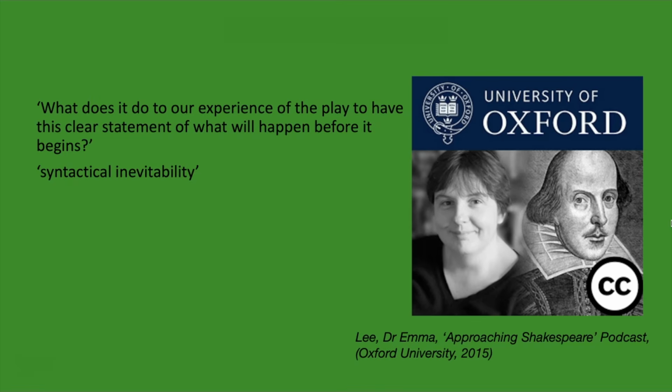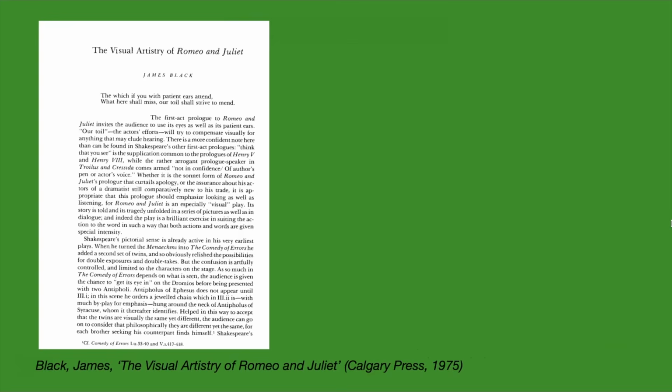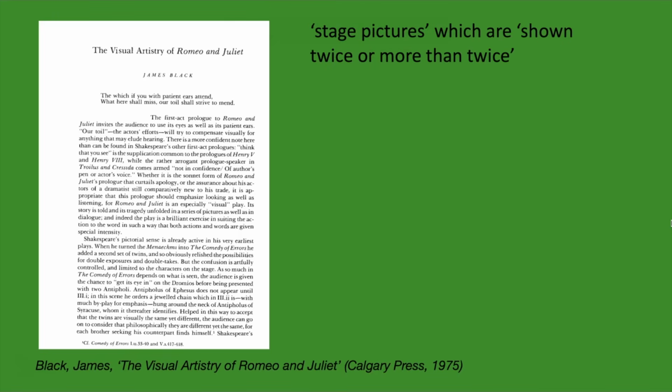And so Smith points out how the prologue, its sonnet form, and the genre of the play itself all highlight the theme of fate, and there are other things we can add to that analysis too. In his 1975 essay The Visual Artistry of Romeo and Juliet, James Black points out how the entire play is filled with parallel scenes that mirror each other. Black refers to what he labels stage pictures, which are shown twice or more than twice in the play. Let's look at some examples.